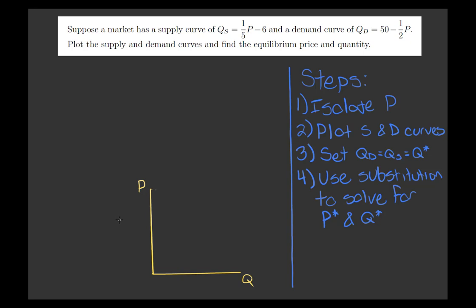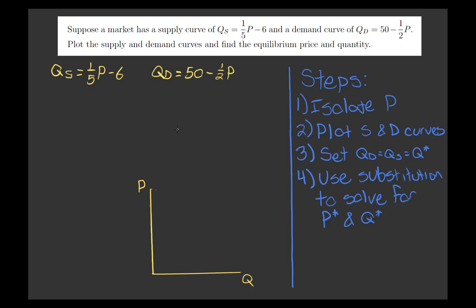In this video, we're going to plot the supply and demand curves and then find the equilibrium price and quantity when we're given the equations for supply and demand. So from this question, we know that the supply is given by QS is equal to 1/5 P minus 6, and the demand is given by QD is equal to 50 minus half P.